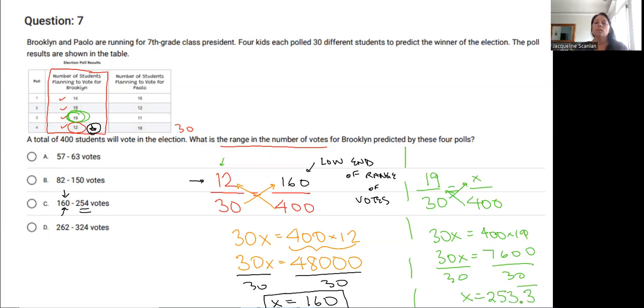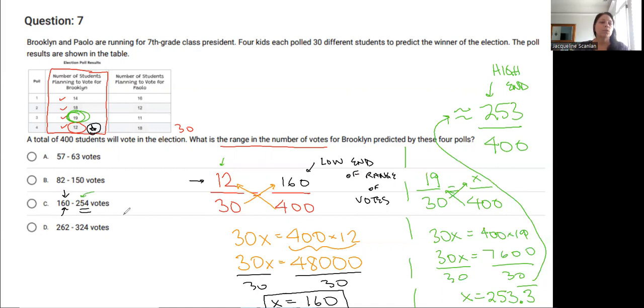But remember, this represents a number of people voting. So this answer, we can't just leave as 253.3 repeating people. We can't have a third of a person. So I would say that's about 253 people. Okay, and so this 253 people out of the 400 people surveyed would represent the high end of number of votes that she would receive. Okay, and so that's why it's just a little bit off of 254. It's because it was the 0.3 repeating. It still proves that answer C is correct.